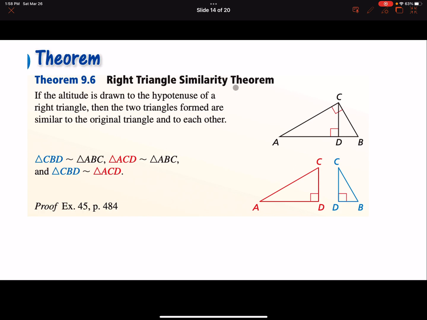Now the right triangle similarity theorem says if I bring down that altitude, I now have 3 right triangles. Every single one of these 3 right triangles is similar to each other. ABC, ACD, and BCD are all similar to each other, okay? They're all similar to each other.